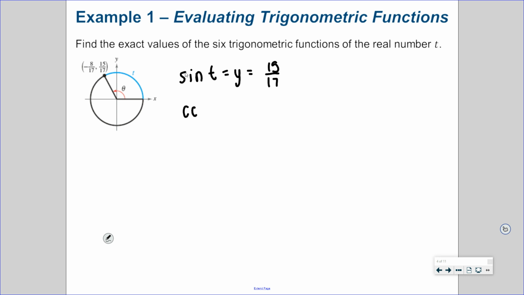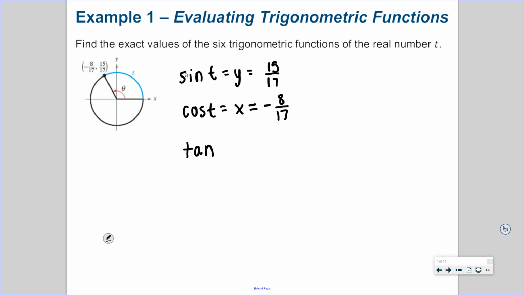Cosine. Again, you don't have to draw a right triangle or anything. Cosine is just the x coordinate. So cosine of that's going to be negative 8 over 17. So I usually list them in this order, like I do sine, cosine, tangent.